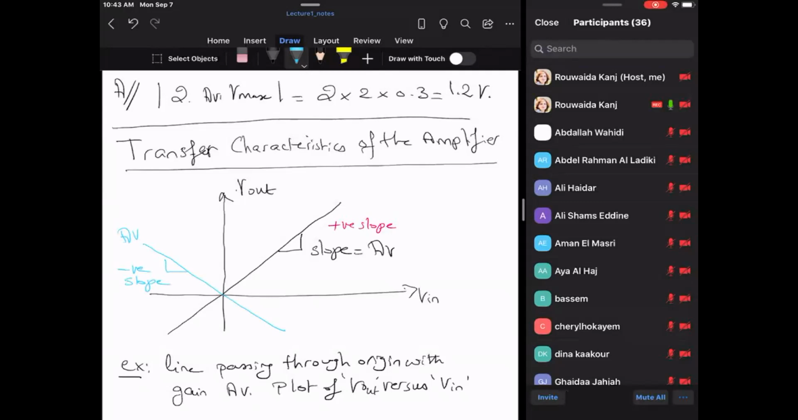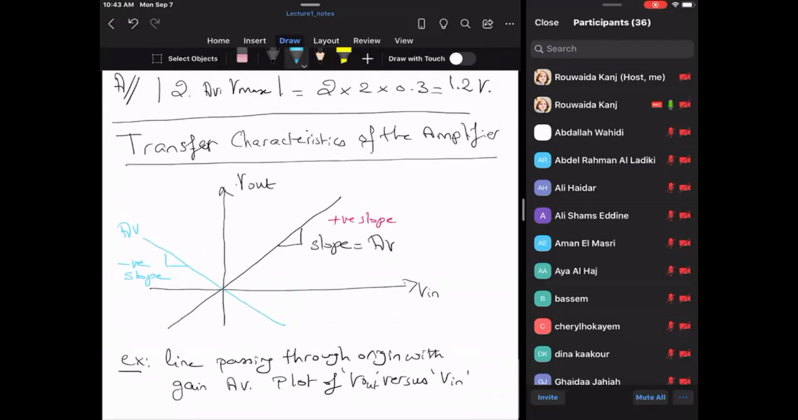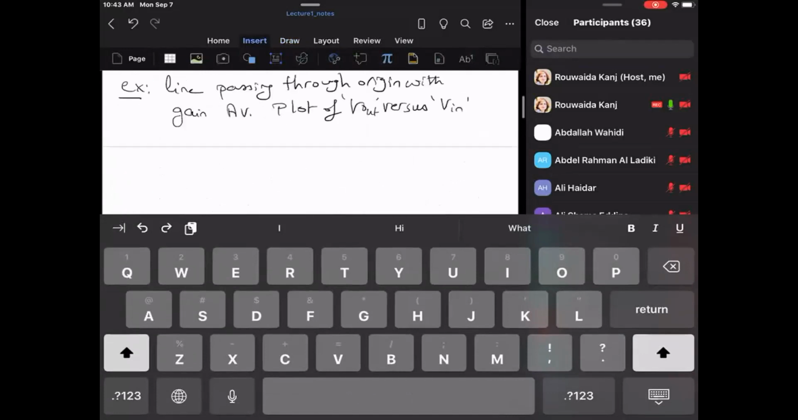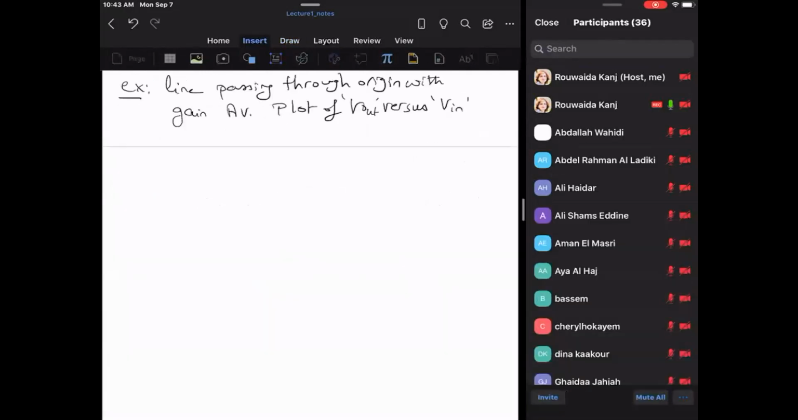Sometimes we might have alternate gains where the gain becomes slightly more complex and it does not necessarily pass through the origin. We will talk about this later as we take more examples. But now let us first introduce the basic concepts that we want to write here.